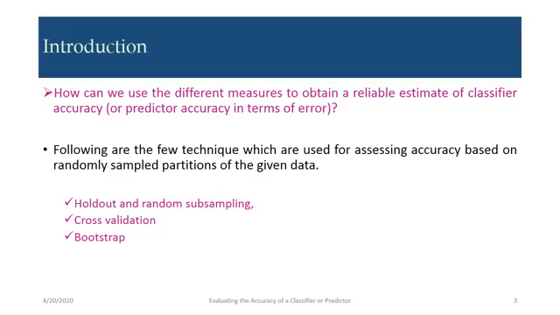So, what are the different methods we are using to calculate the accuracy of the classifier and the error rate in the case of a predictor? Following are some techniques which can be used to find the accuracy, based on randomly sampled partitions of the given data. The methods are: holdout and random subsampling, cross validation, and bootstrap.